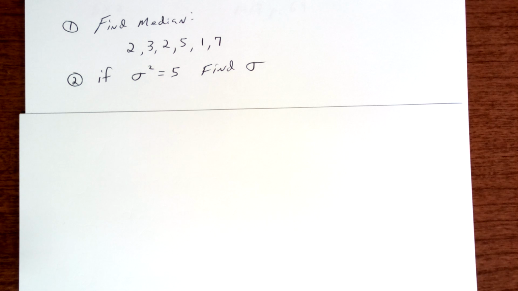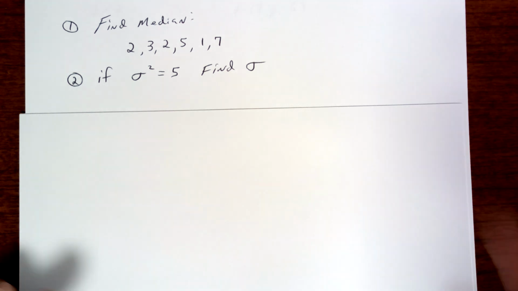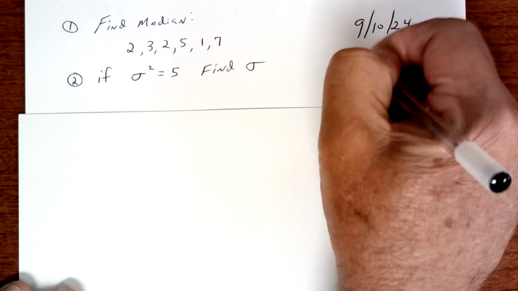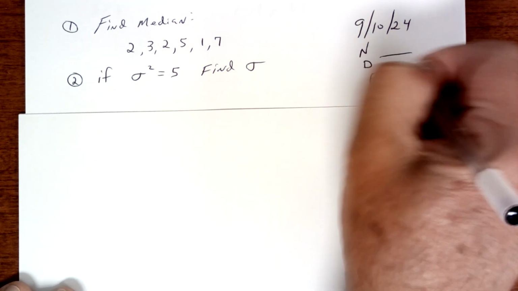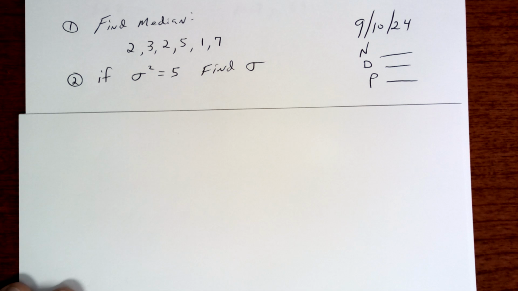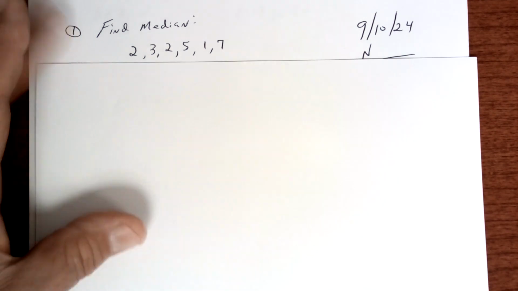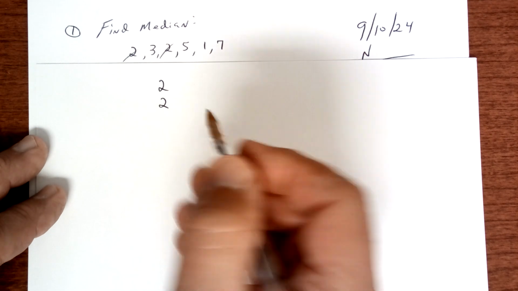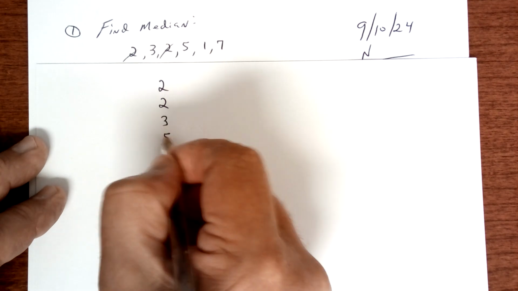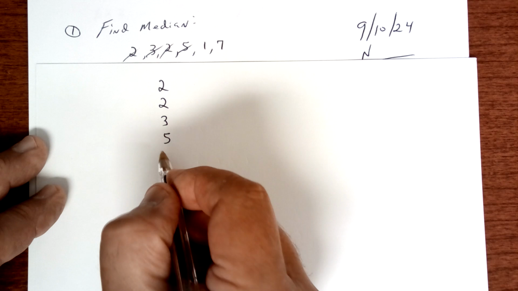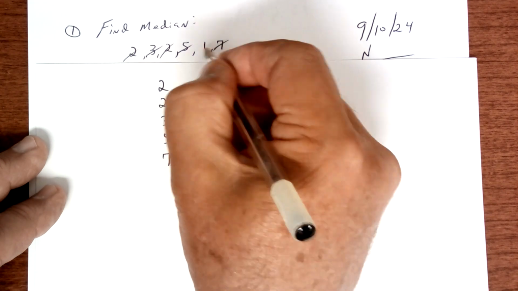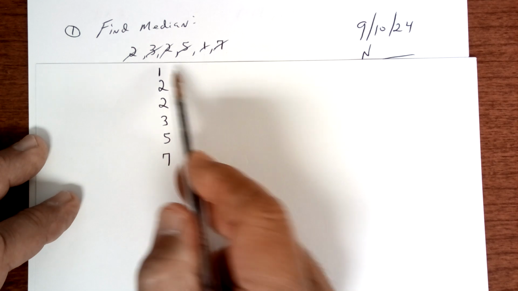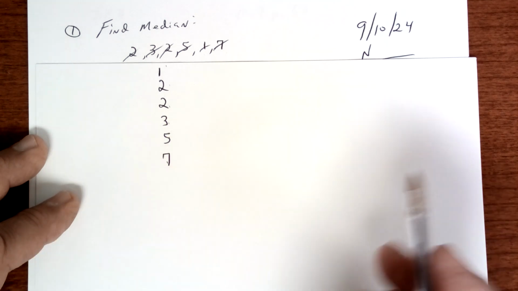Find the median. Well, look, today's date is 9/10. Write that down and put name, date, and period as always. Okay, so here the median, you got to line them up. So if you line them up, you have a 2, a 3, a 5, a 7, and a 1. And then always count 6 and 6. Okay, well, 6 is even.